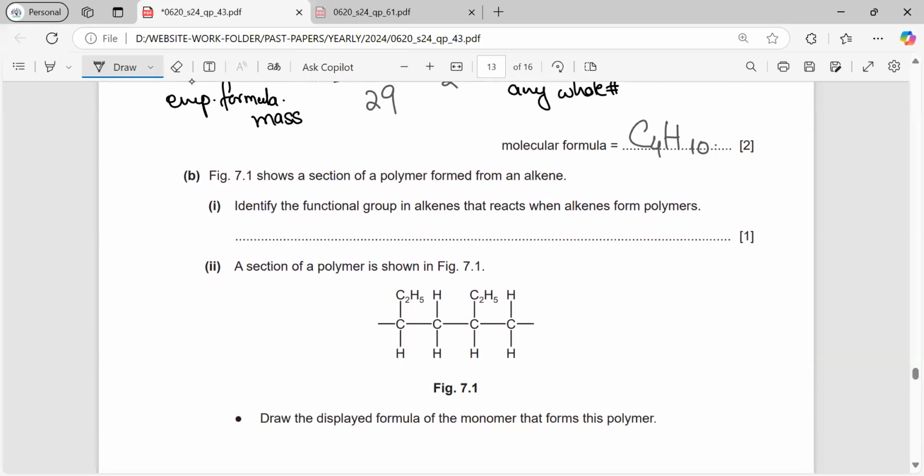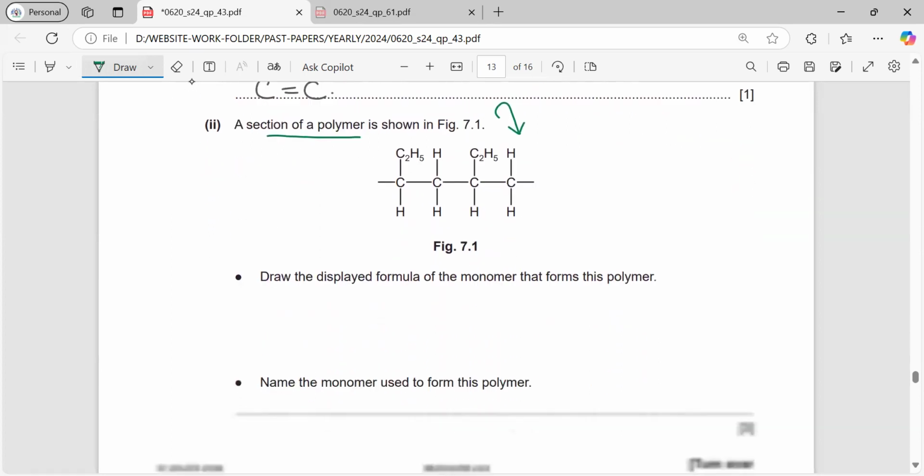Part B. The figure shows the section of a polymer formed from an alkene. Identify the functional group in alkenes. The functional group in alkenes is the carbon-carbon double bond. Now we have the section of the polymer here. Draw the displayed formula of the monomer that forms this polymer.